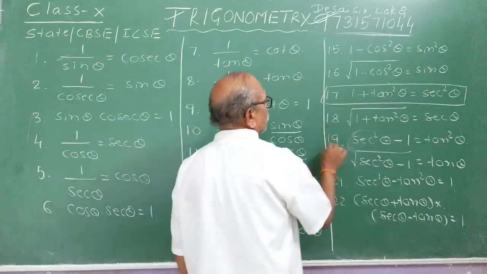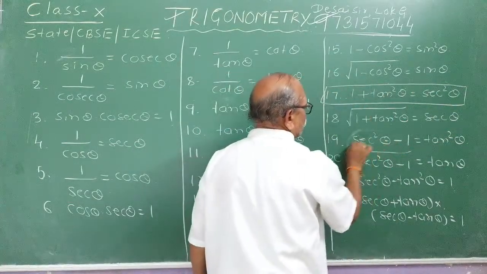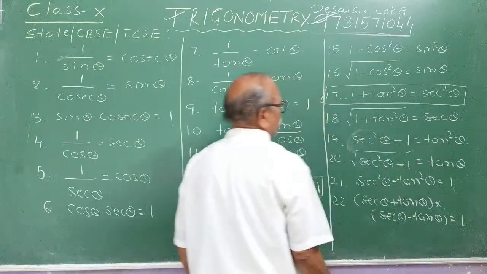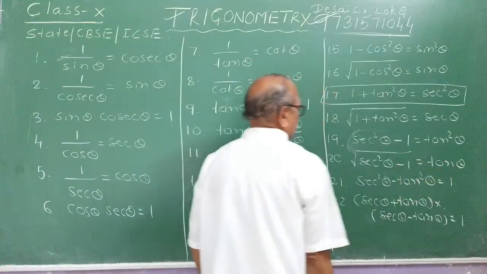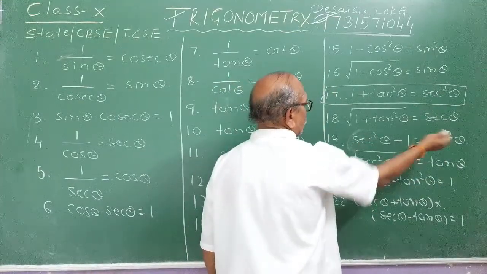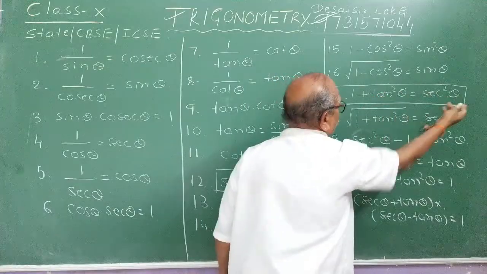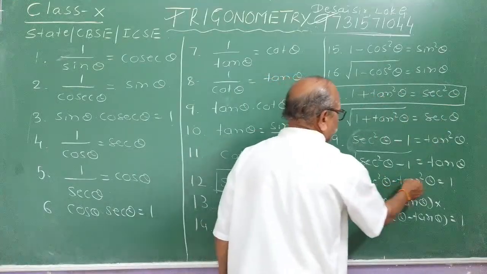Now you take 1 to the right. It becomes sec square theta minus 1 is equal to tan square theta. Take the square root of it. Root of sec square theta minus 1 is equal to tan theta. Now you take tan square theta to the right, you get sec square theta minus tan square theta is equal to 1.